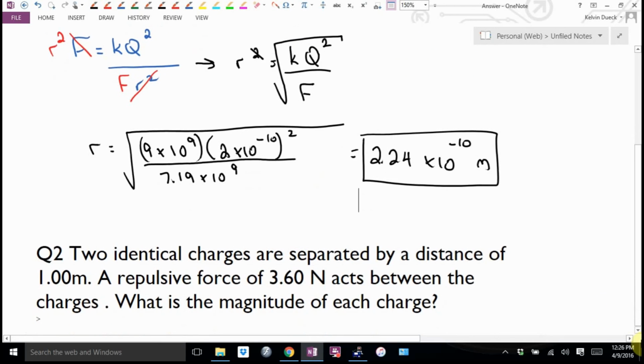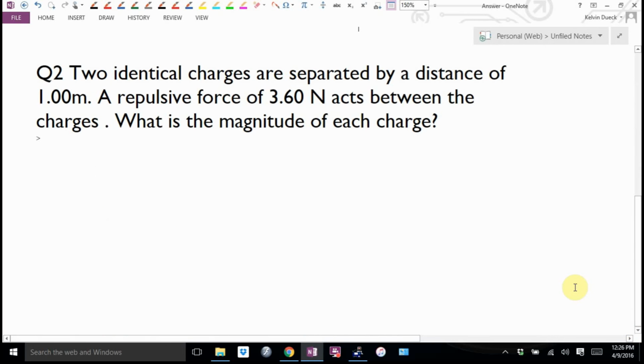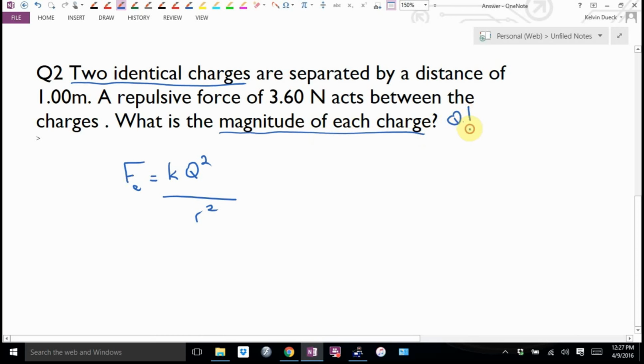Second question. Again, the key idea is that both charges are identical. In fact, that's the only way I can do this question. Again, they're giving me an electric force, which is given by k Q1 Q2 over r squared. But again, since both charges are identical, it's really charge times charge, which is just that. And this time, they want me to find the magnitude of each charge. They want me to find Q.